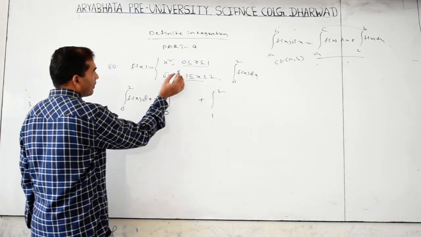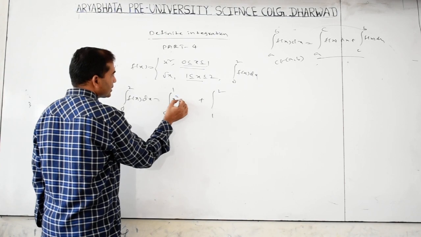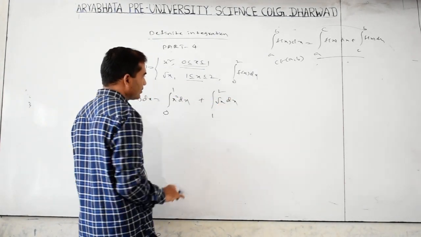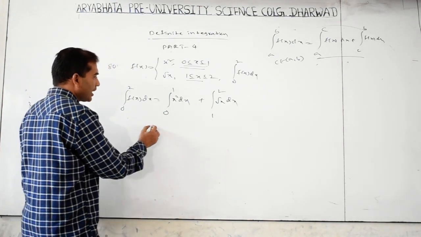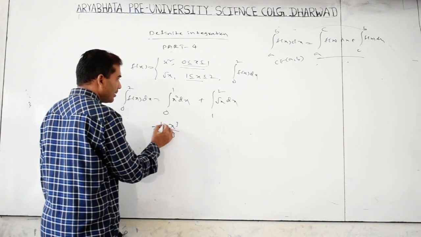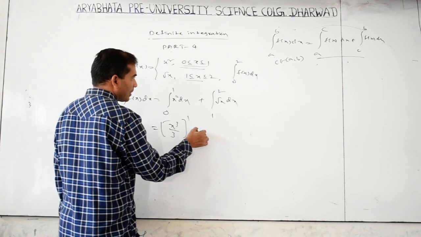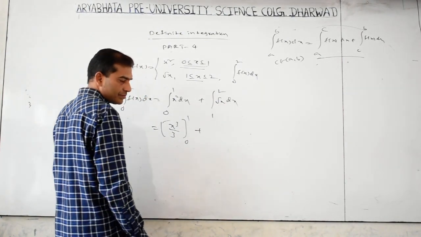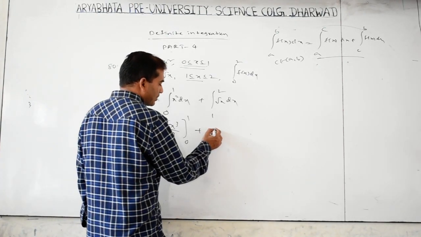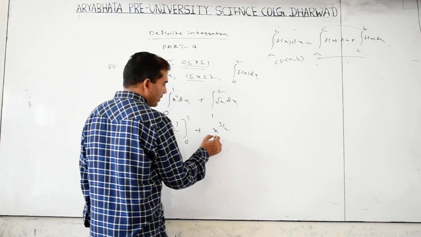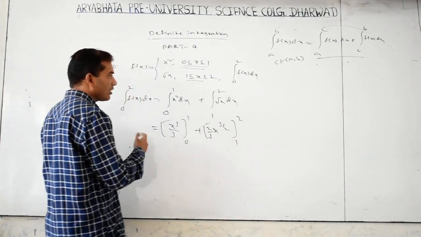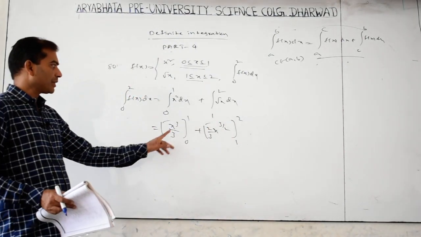0 to 1 f of x is x square dx, and 1 to 2 is root x dx. Find the integration. X square integration is x cube by 3 with limits 0 to 1, plus root x integration is x power 3 by 2 by 3 by 2, which means 2 by 3, with limits 1 to 2. Finish the answer. You can solve it. Apply the upper limit and lower limit. You will get the answer.